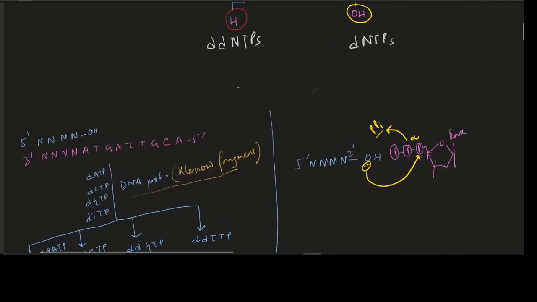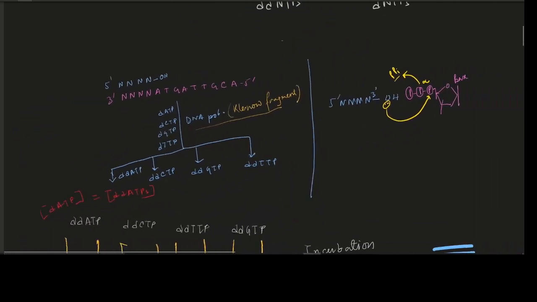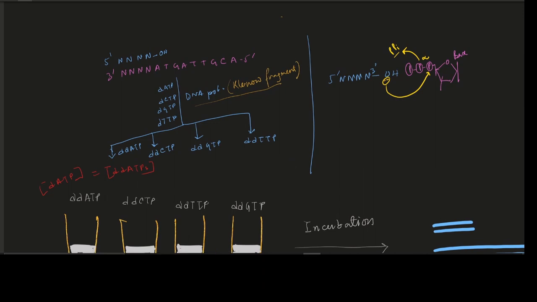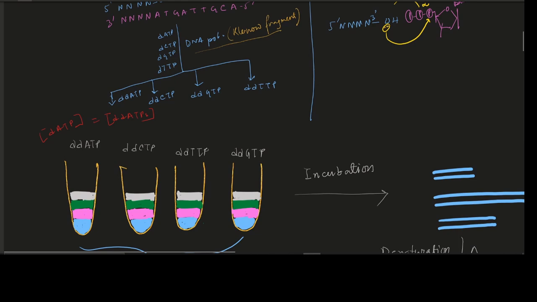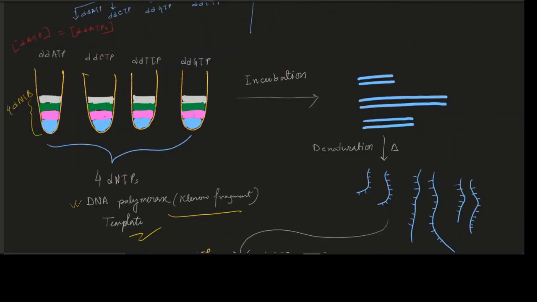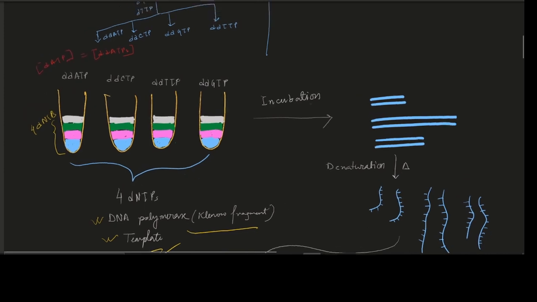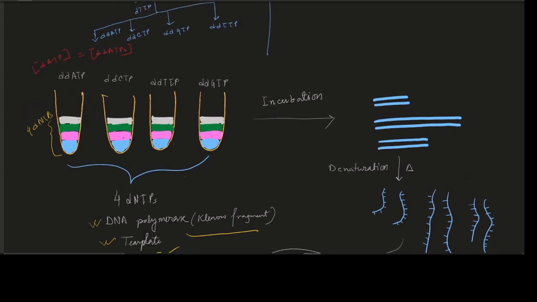Now let's see how these reactions or Sanger sequencing works. Now in Sanger sequencing we take 4 tubes. In the 4 tubes we have our 4 dNTPs in the same concentration, and we have DNA polymerase and our template. Now the fun factor is that in each of the 4 tubes we have only one ddNTP, either ddATP, ddCTP, ddTTP or ddGTP, and the concentration of the ddNTPs with respect to dNTPs is very low.